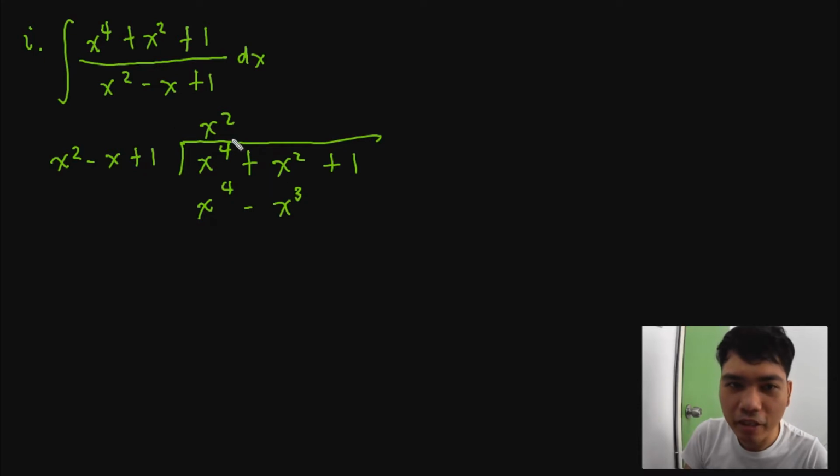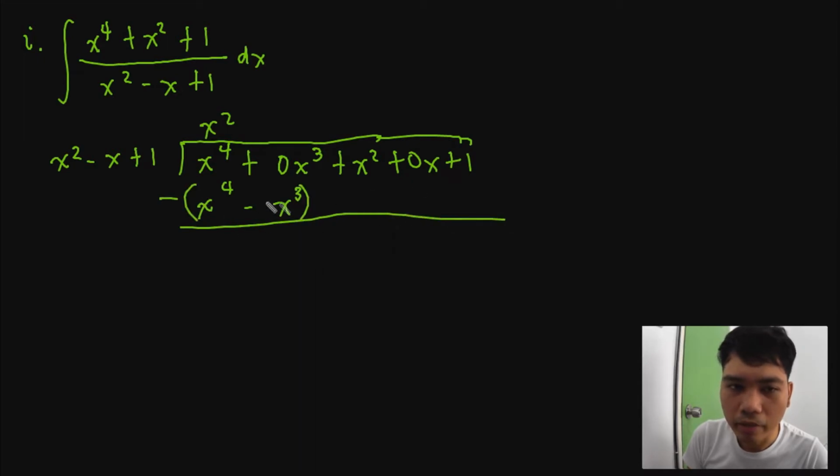So x to the fourth minus x cubed. That's why some people no longer know how to long divide, like this. I forgot to mention that you need to put in the coefficients of the missing terms, since this one is 4, 2, and then 0. So that will be 0x cubed, and then plus x squared, then of course plus 0x plus 1. Or you can just leave an empty space here. That's fine too. So minus, okay?